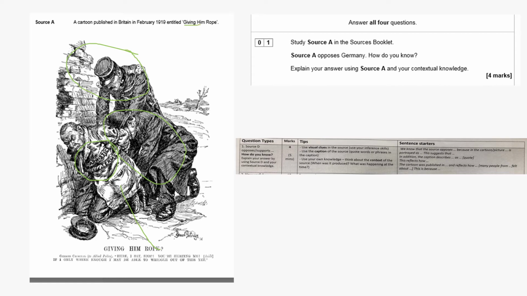So this is published in Britain in 1919. I'll go through the answers, how you should have an answer that looks. We know that the source opposes Germany, just from our question, because in the cartoon we could see British and French policemen. Germany is portrayed as a criminal, and this suggests that Germany deserves punishing. This cartoon was published in Britain and reflects how many British people felt, because British people blamed Germany for starting the war.